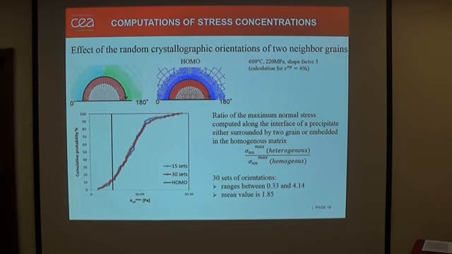We characterize this effect as a ratio between the maximum normal stress in the heterogeneous grain compared to the maximum normal stress in the homogeneous matrix. We found that this ratio can be between 0.33 and 4.14, and the mean value is 1.85.